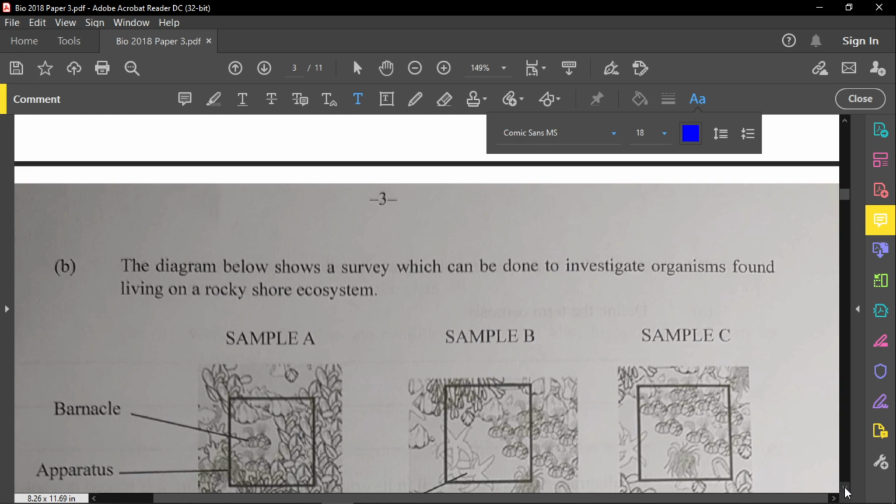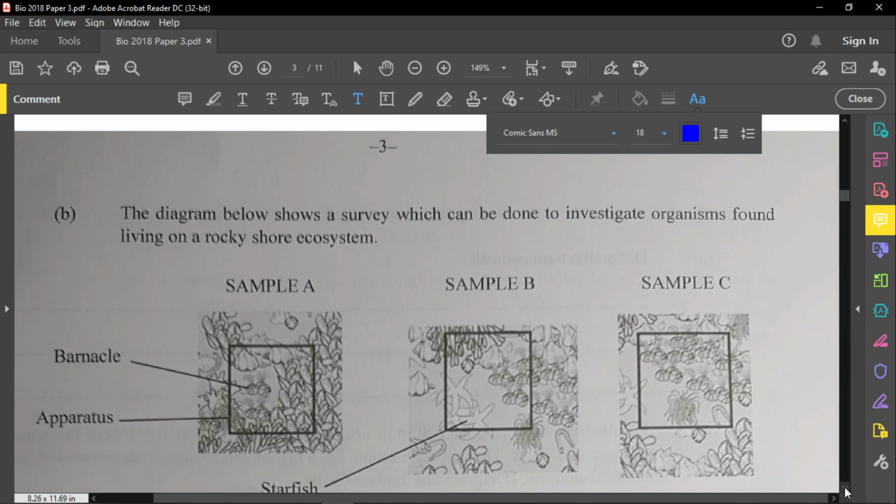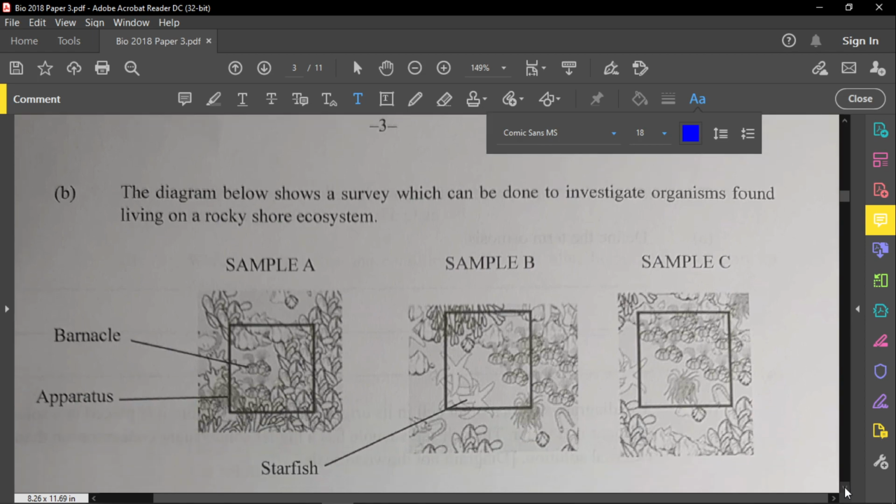All right, for this question now, I have this gray background to make it easier to see these organisms. So bear with me with this. So this one now is part B of the same question. It said the diagram below shows a survey which can be done to investigate organisms found living on a rocky shore ecosystem.